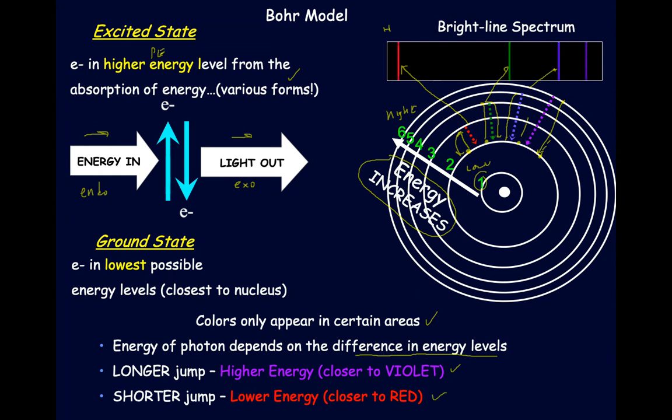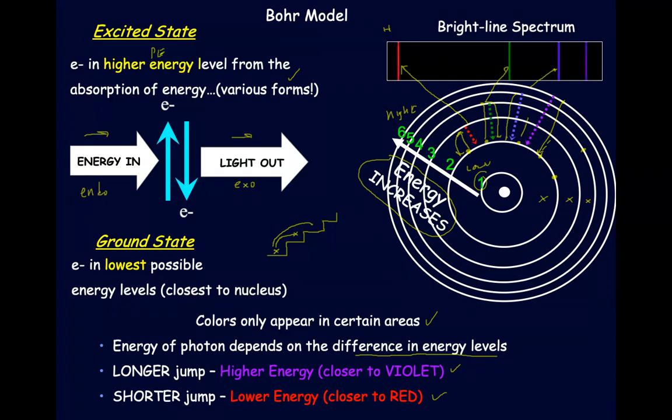All right, now every element has a different setup of electrons. Because of that, you're going to have different colors in the spectrum. You're going to have different bright line spectrums. Now, you may notice that electrons cannot exist here. They cannot exist in between these levels. They can only be on one level or on other levels. Just like a staircase, right? If you're going up the stairs, you can only be on a step or on another step.